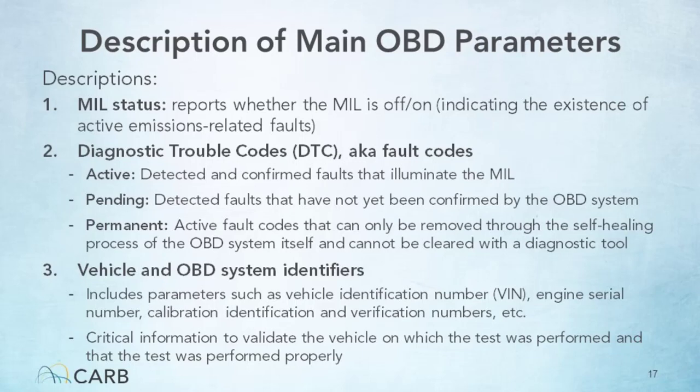Pending DTCs are potential faults that have not completed the necessary confirmative drive cycles to constitute a potential emissions-related issue as an active fault. Pending DTCs do not impact a pass or fail determination in regard to the OBD compliance test, but provide helpful vehicle information of potential future issues. Additionally, information useful for identifying the vehicle being tested is collected as part of the inspection. This includes information such as the VIN, engine serial number, and OBD systems calibration information. This information is critical for validating the performed test.